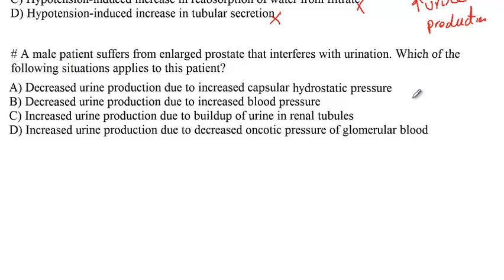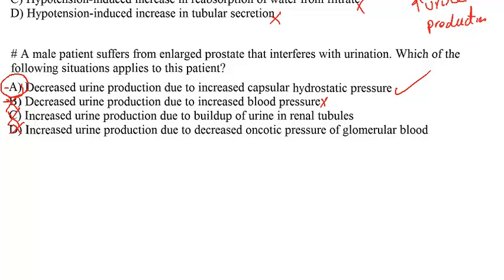So the answer is, which of the following happens? Choice A and B so far are correct. There would be decreased urine production, and then from here on it should be due to increased capsular hydrostatic pressure. So choice A is the correct answer. Choice B, due to increased blood pressure? No. And then choice C and D are incorrect because there is reduction in urine production owing to the mechanism that I just described for you.